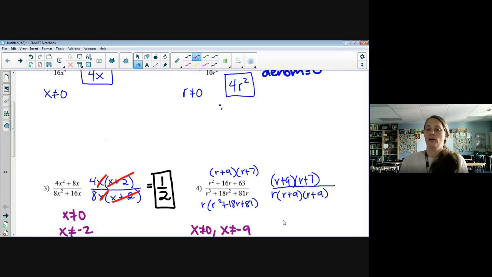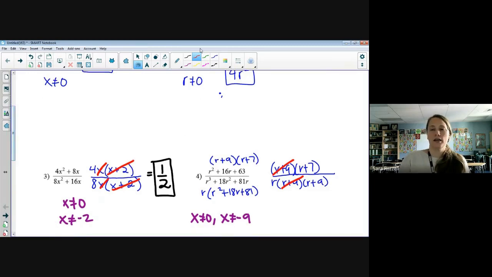Okay. All right, and then you look and things can cancel if you have one on the top and one on the bottom. Is there something that can cancel in this fraction? Yes, the r plus 9s. You can do 1 for 1. So on the top is r plus 7. On the bottom is r times r plus 9. So that would be our answer.